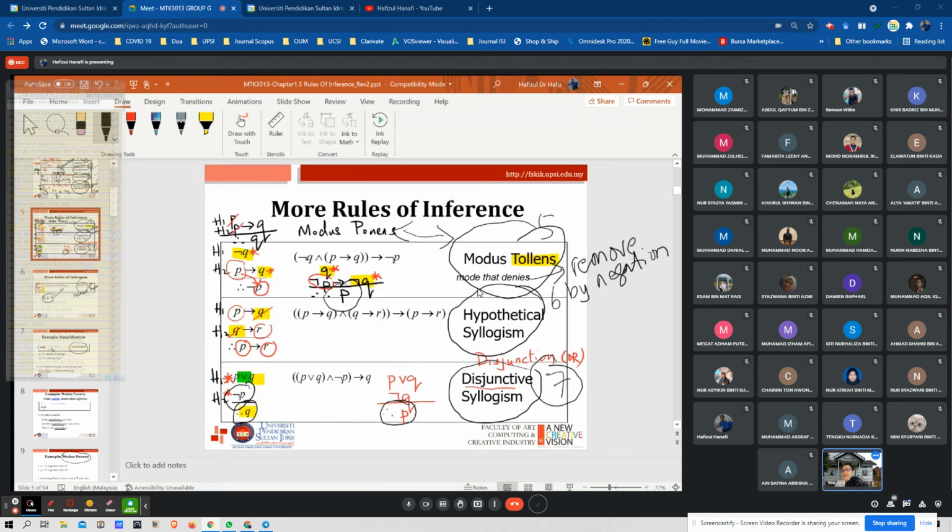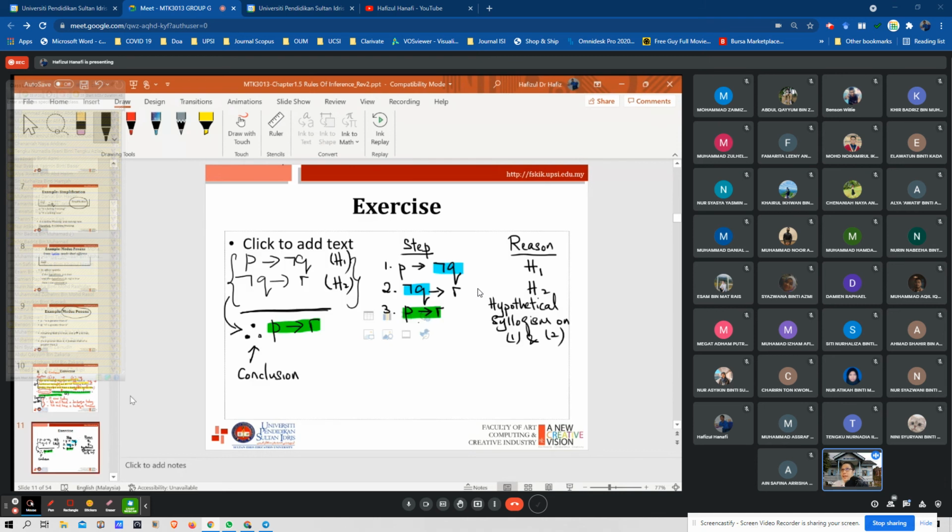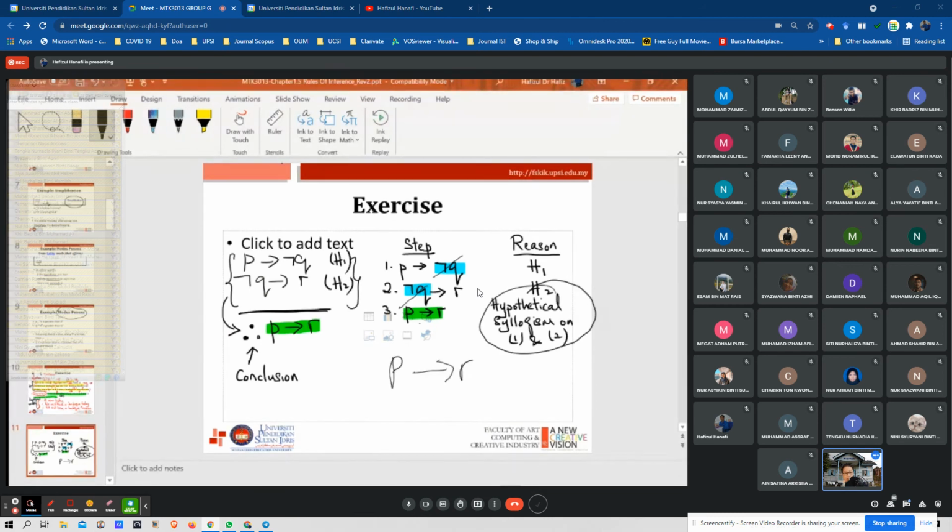Okay, you remove the same element. Hypothetical. Here you have negate Q and negate Q as hypothesis 2, and then as a conclusion here you eliminate this one. Therefore P implies R. One and 2, hypothetical syllogism.